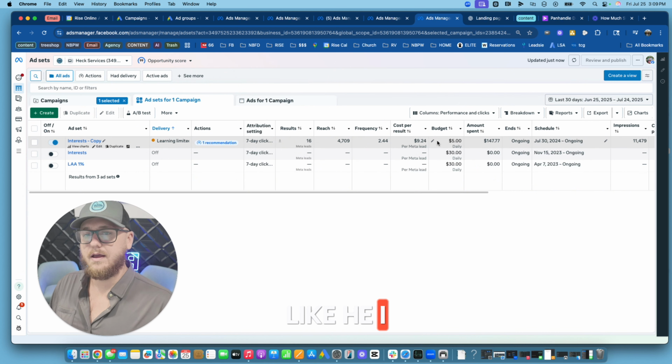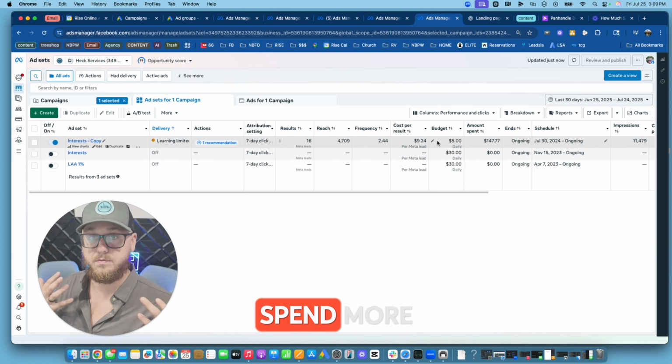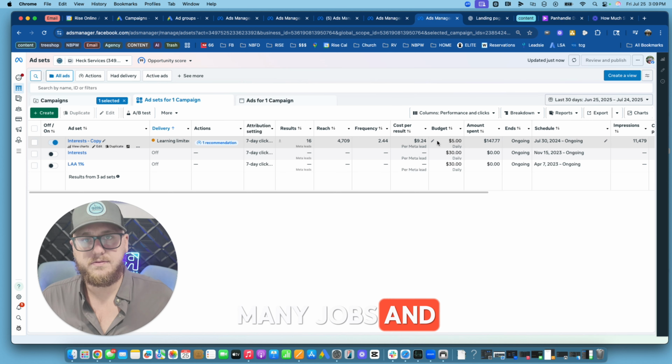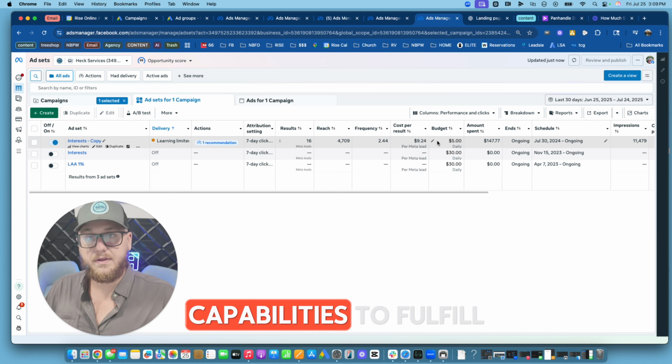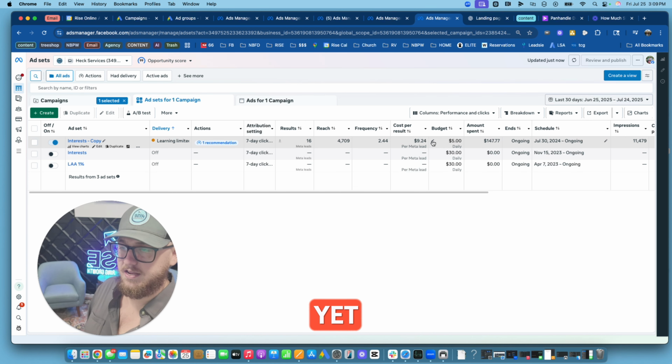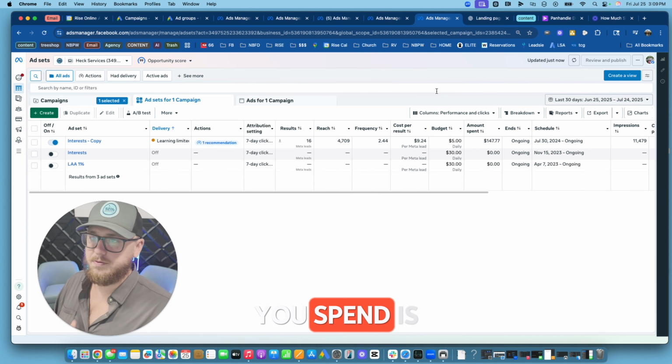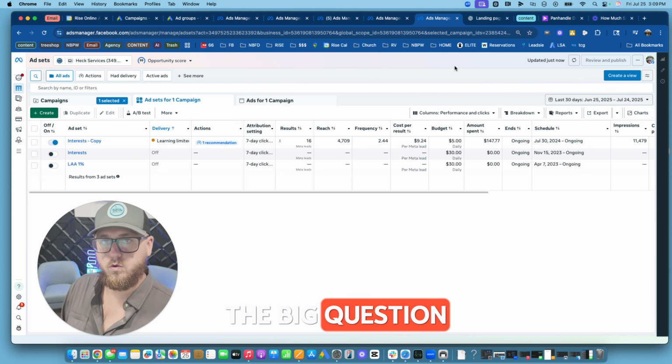But that's the whole idea of how much can I spend, right? I would usually recommend that he spend more, but he can't handle it because he has too many jobs and not enough capabilities to fulfill on the jobs yet. So you have to take it down to the minimum. How much can you spend is the big question to ask.